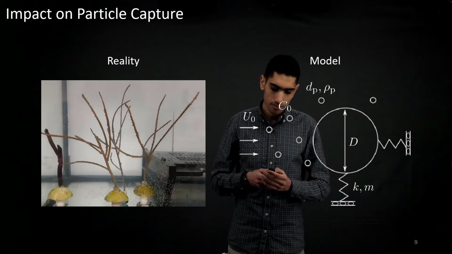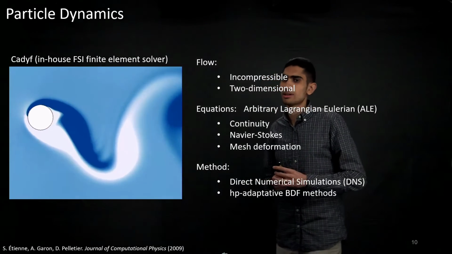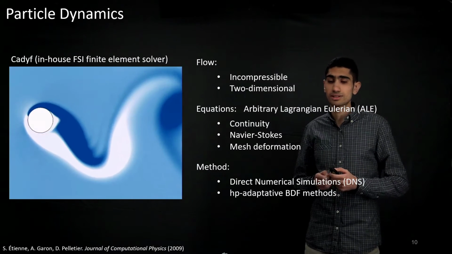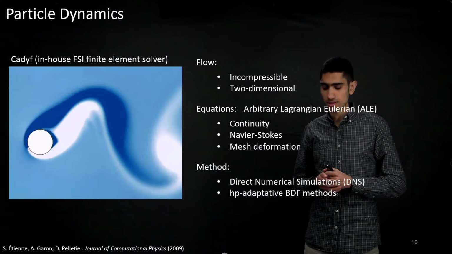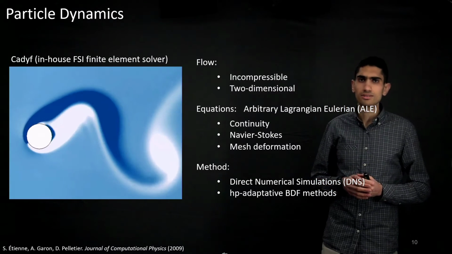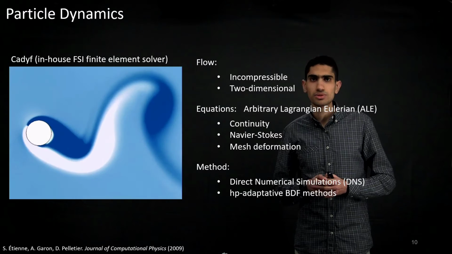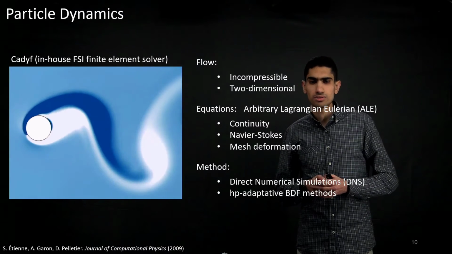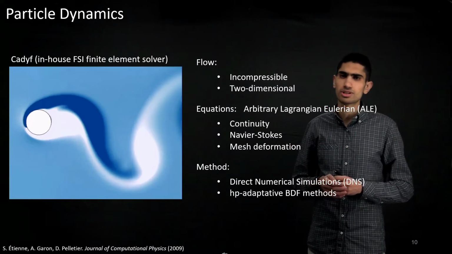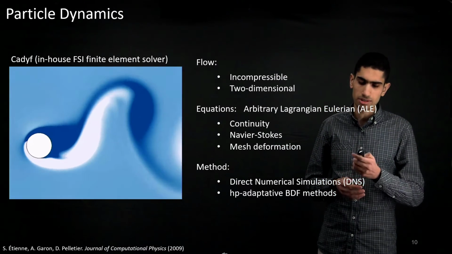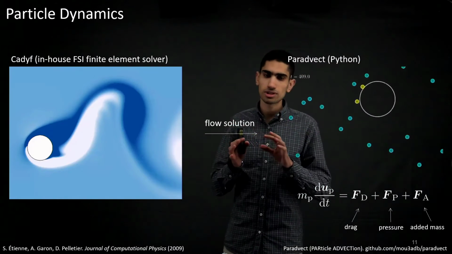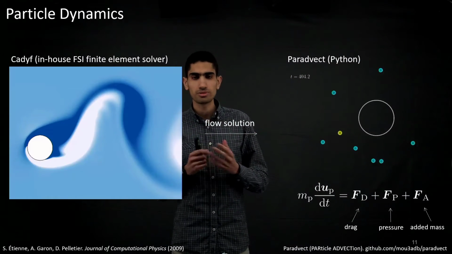The first thing we did is to simulate, or compute, the flow around this cylinder, and for that we use an in-house finite element solver called CADYF, which solves the Navier-Stokes equations using direct numerical simulations. As you can see, we clearly have the formation of vortices and vibrations as well. The second thing we did is to take this flow solution and insert it into a Python code we wrote, again.